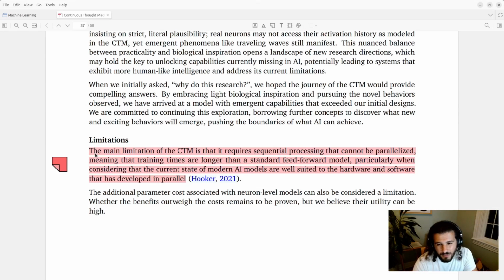But they say here a very important limitation. The main limitation of the CTM is that it requires sequential processing that cannot be parallelized, meaning that training times are longer than a standard feed-forward model, particularly when considering that the current state of modern AI models are well suited to the hardware and software that has been developed in parallel. This is pretty heavy. I think there's still work to do on the architecture side, or in how we're modeling and letting these models be.